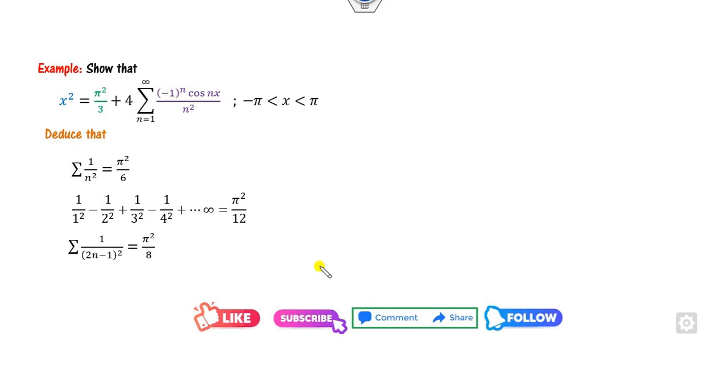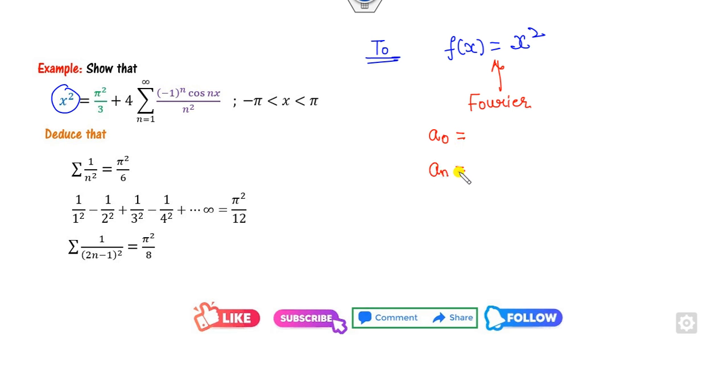Now look at this one. Your target is to prove this one. That means how can you prove that? Your f of x will be x square. And then find the Fourier series of this case. That means your target is to find a naught, an, and bn. Once you find a naught, it comes to be pi square by 3. Once you find an, it will be 4 times minus 1 raised to power n over n square. Bn will be 0. Substitute these values in the Fourier series, you will get this expression.